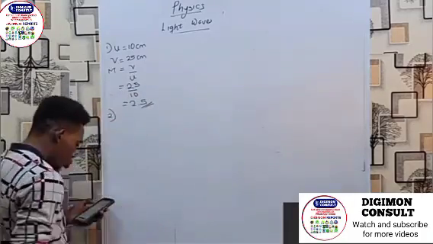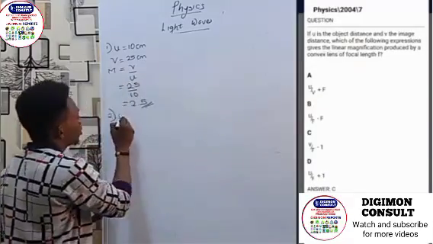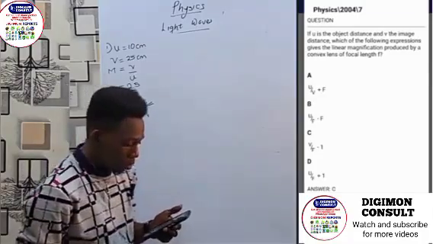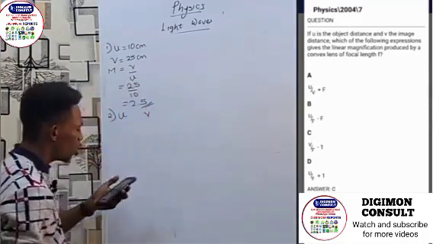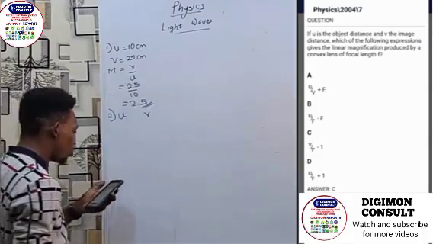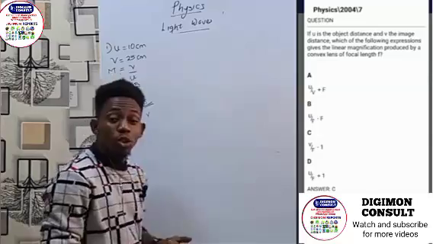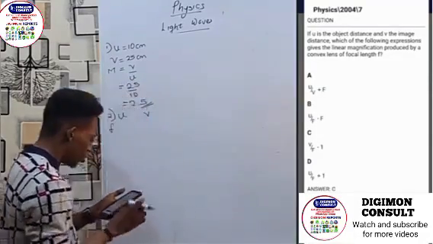Let's try question 2. If U is the object distance and V is the image distance, which of the following expressions gives the linear magnification produced by a convex lens of focal length F? This question is 2004, question 7. Check your app for your question.